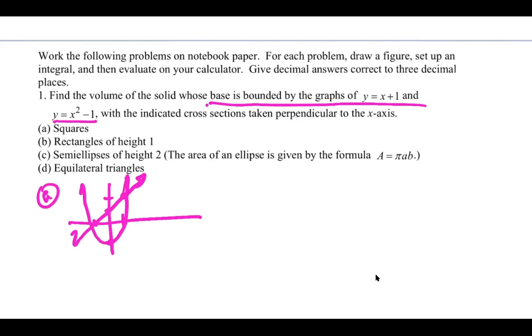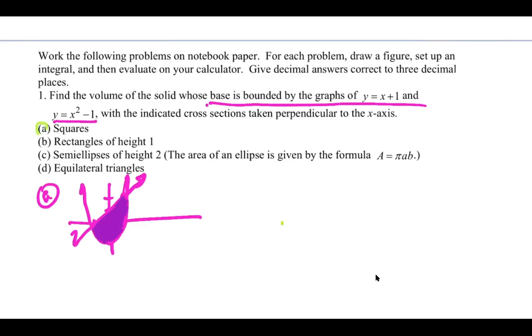So it goes like this. And so the base of this object looks like this. Okay, so if you picked it up and looked at the bottom of it, you would see that's the base, but all sorts of things could be popping up out of it to make different figures.